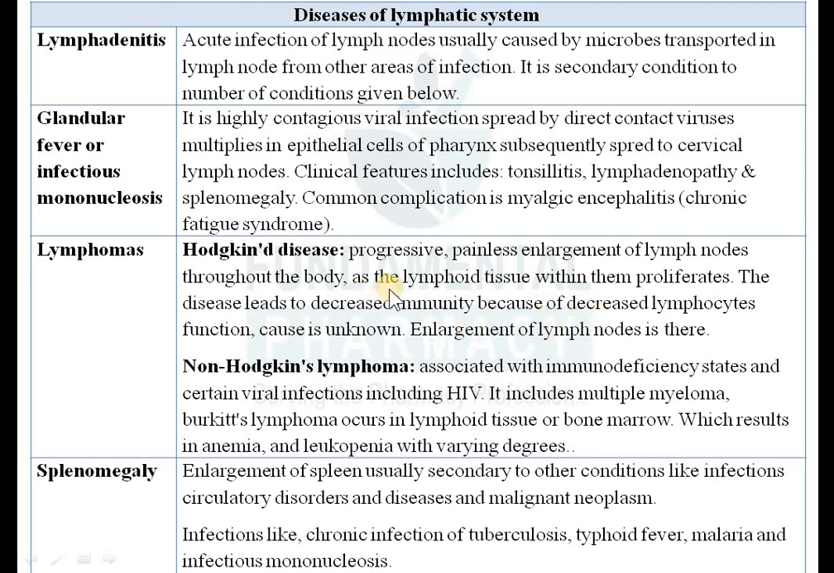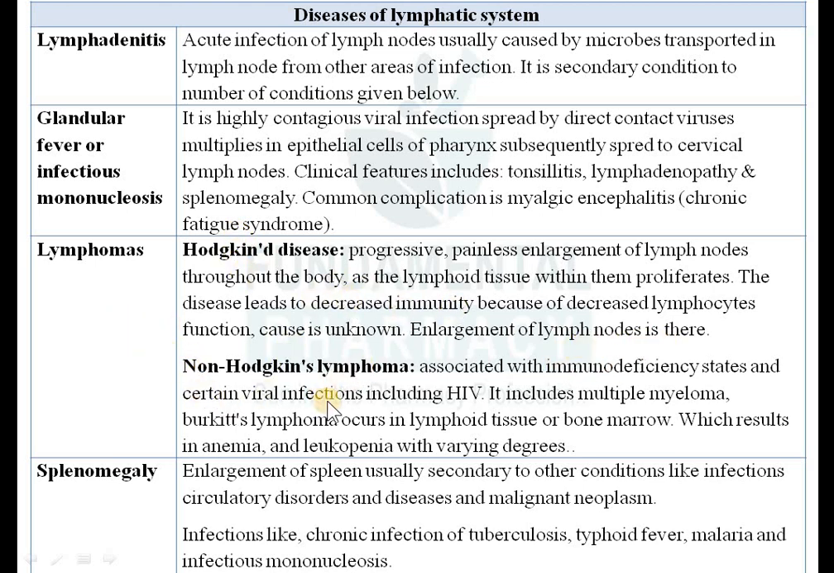So lymph node जो है उसका enlargement होगा यहाँ पे, और enlargement होने की वजह से वो जो supply है lymphatic cells का, lymphocytes का, B lymphocytes, T lymphocytes, that will be decreased, and that's why immunity will be decreased. It is due to an unknown cause, and is known as Hodgkin's disease. So enlargement of lymph nodes is there.